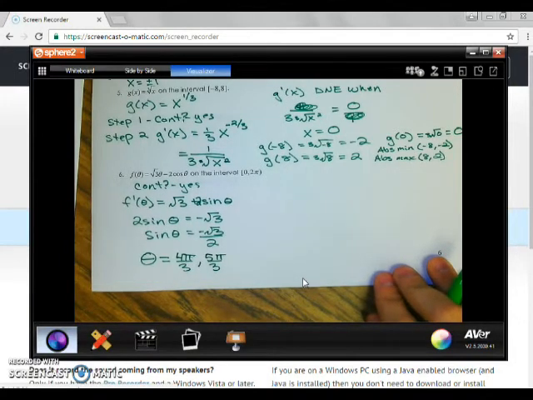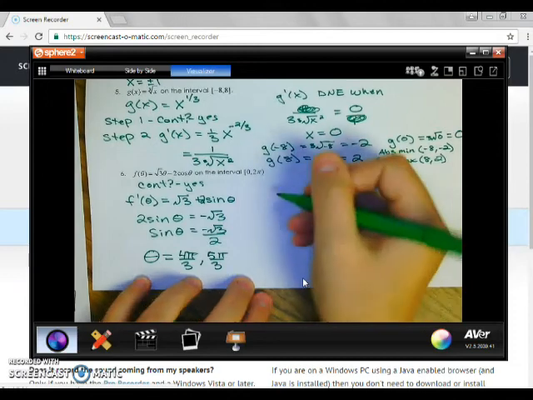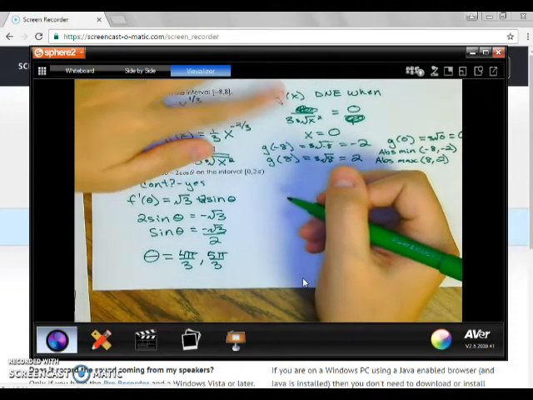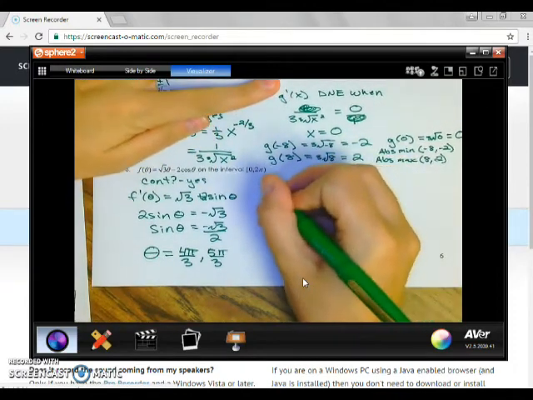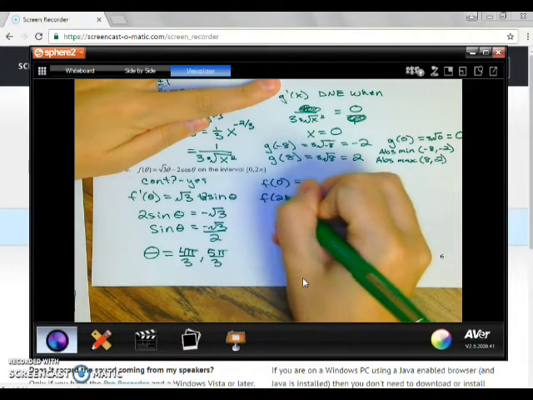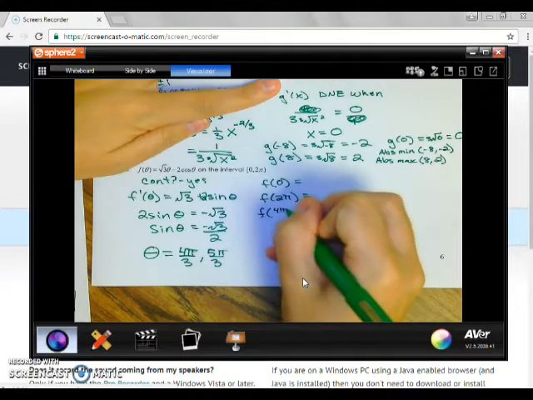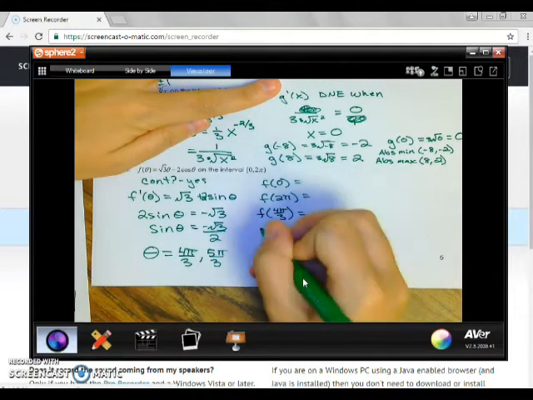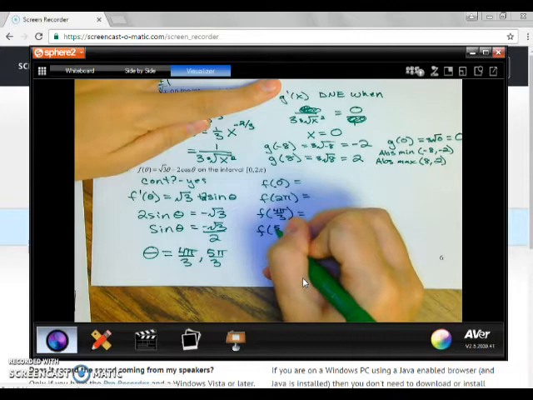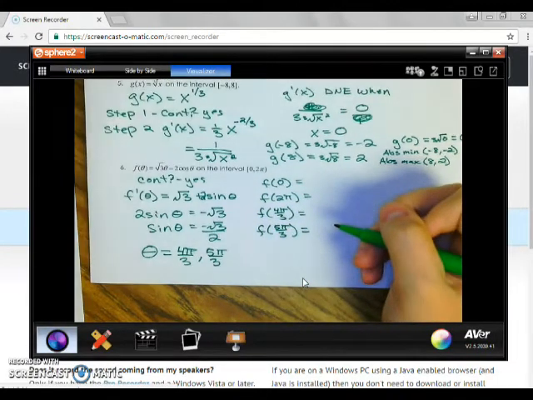Then we're going to take those critical values and plug them into the original along with the endpoints. So we're actually going to have to evaluate it at 4 different ones here. So when we go to evaluate the original, we'll say f of 0, f of 2 pi, figure out what f of 4 pi over 3 is, also 5 pi over 3. And again, we're plugging these back into the original.